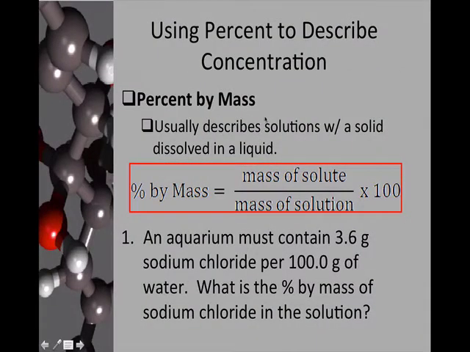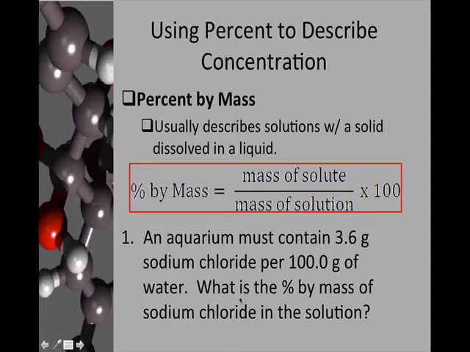Percent by mass is the first concentration calculation we're going to deal with. And when we're talking about percent by mass, we're usually describing a solution that has a solid dissolved into a liquid. And that liquid is normally water. So what we're going to do is take the mass of the solute, which should be the solid, and divide it by the mass of the solution and then multiply by 100.